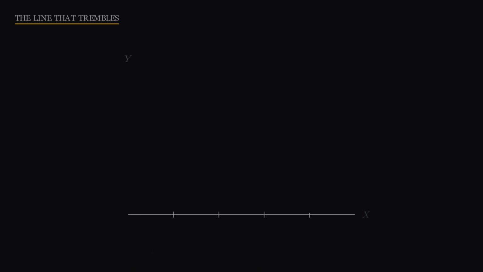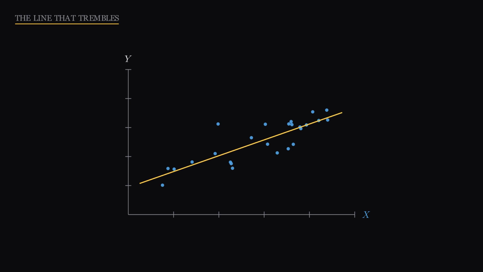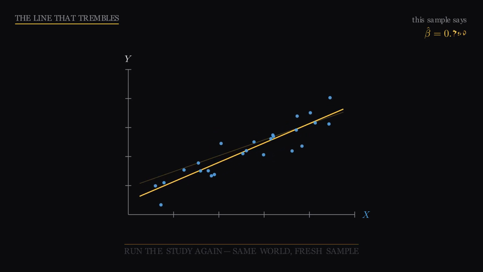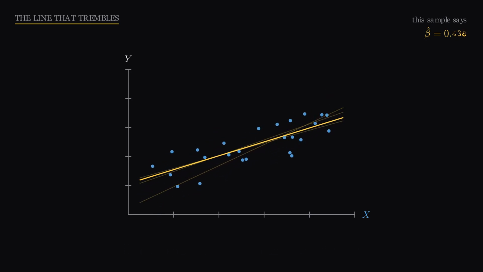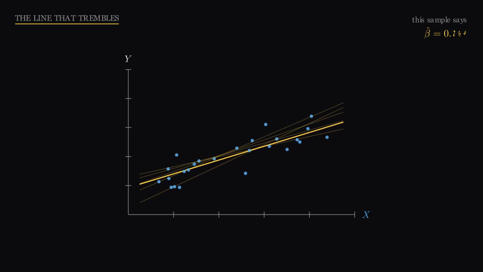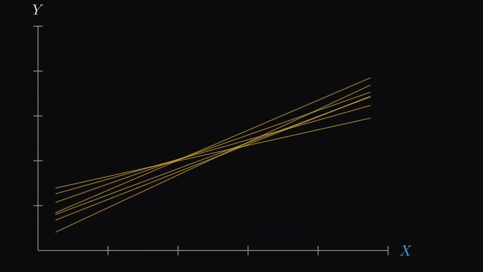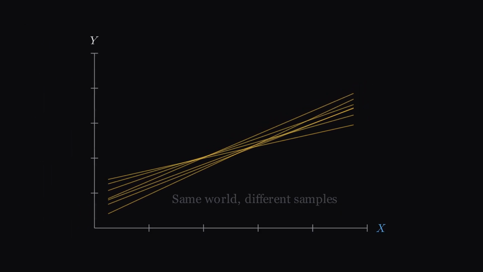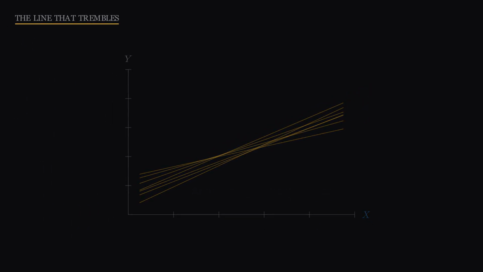Here's a thought experiment. Suppose we could run our study again. Same population, same question, but a fresh sample of observations. We would get slightly different dots and a slightly different baseline. Every sample gives us a new cloud and every cloud gives us a new slope. So this number we have been treating as fixed, beta hat, was never really one number at all. It depends entirely on which particular sample landed in our hands. Change the sample, change the estimate.